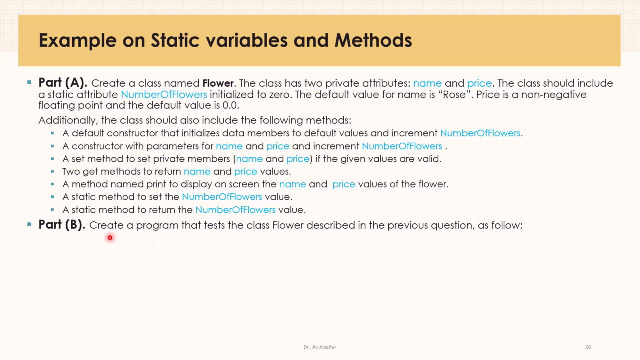In part B, we are going to create a demo class or a driver class that tests the class Flower that is described in the previous part. So let us see what is required. First, we need to create an object called flower1 of type Flower. Notice here, it does not require us to initialize the name of the flower or the price of the flower by a certain value. So that means we need to call the default constructor to initialize the name and the price of the flower. Name will be initialized to roses and price will be initialized to 0.